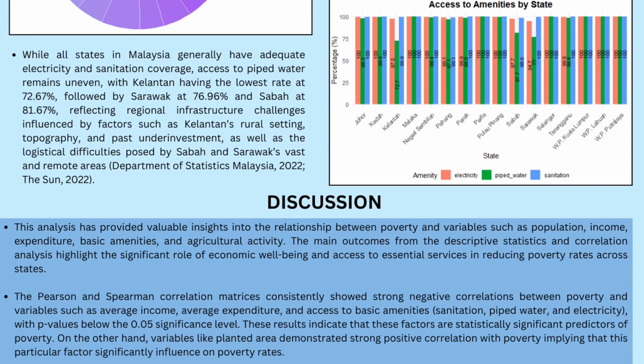The Pearson and Spearman correlation matrices consistently show strong negative correlations between poverty rate and average income, average expenditure, and access to basic amenities such as sanitation, piped water, and electricity, with p-values below the 0.05 significance level. This result indicates that these factors are statistically significant predictors of the poverty rate in Malaysia. On the other hand, planted area showed a strong positive correlation with poverty, which implies that this particular factor significantly influences the rise of poverty rates in Malaysia.